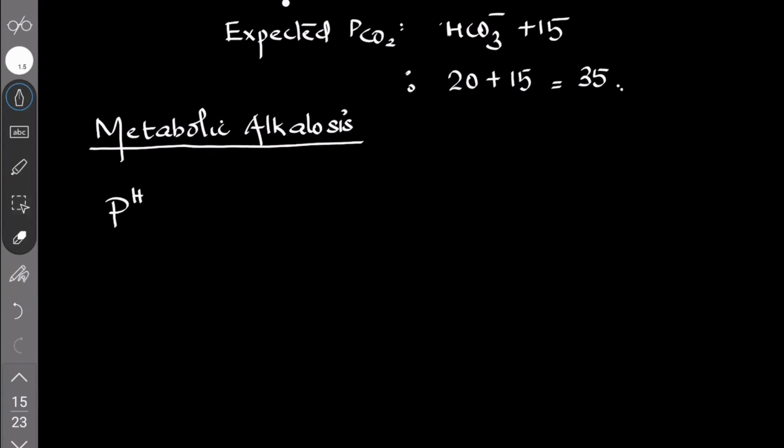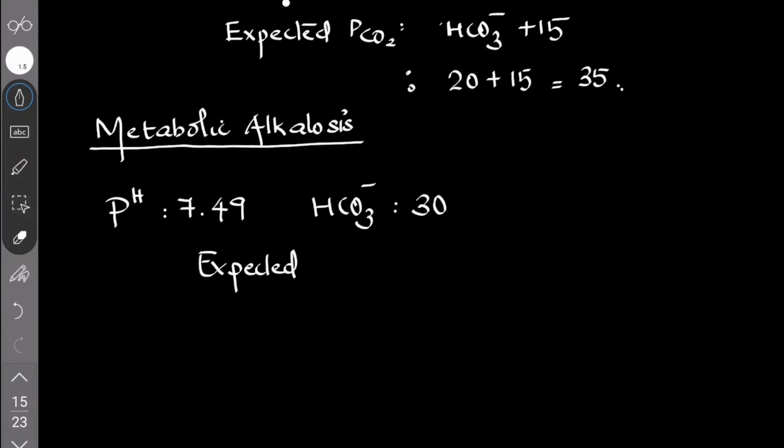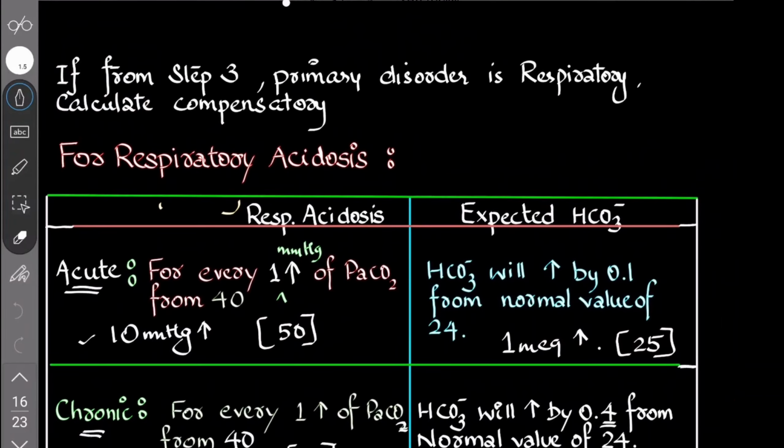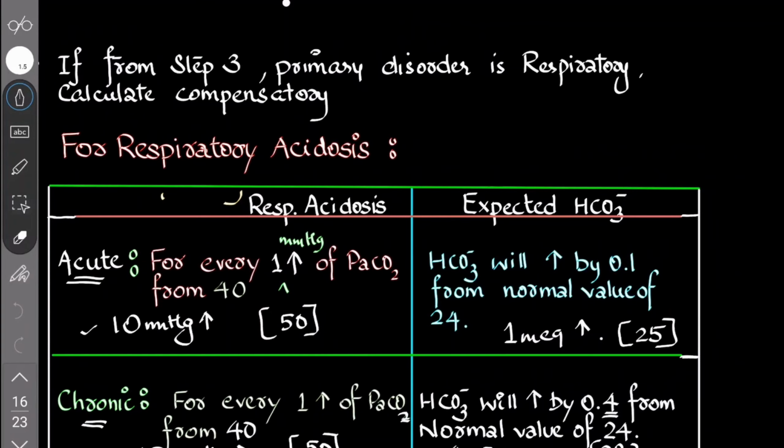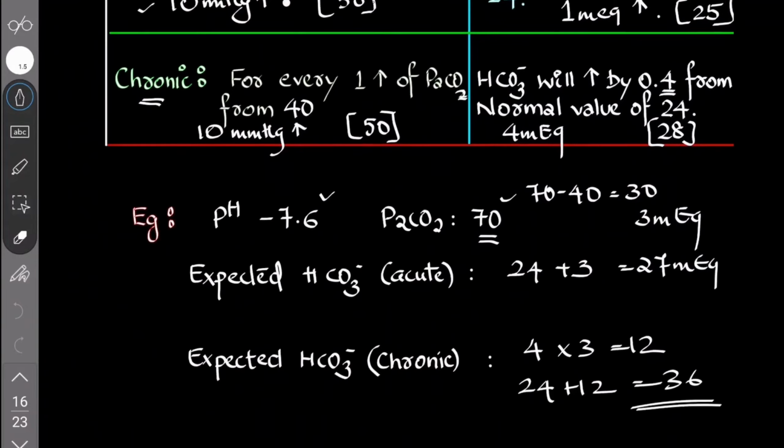pH 7.49, bicarbonate 30, the expected PaCO2 is 45, that is 30 plus 15. So from step 3, if the primary disorder is respiratory, you have to calculate the compensation. It's different for respiratory acidosis and it's different for respiratory alkalosis also.